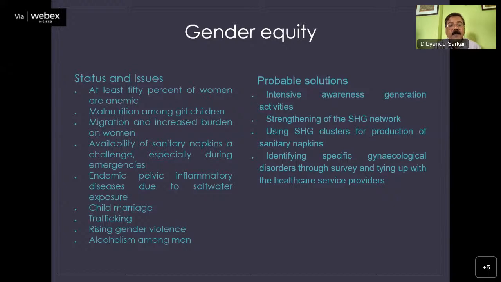Availability of sanitary napkins, another issue. It is apparently a very small issue, but this is a very critical issue for the girls and women, because especially during an emergency, it's a major problem.